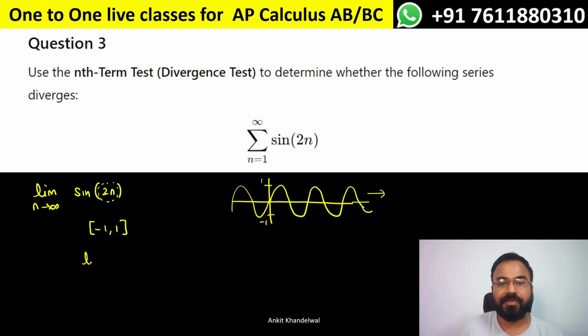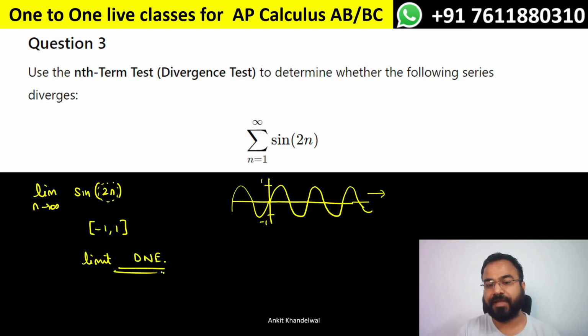So here we will say the limit does not exist. Limit does not exist means we cannot say where it is approaching. It is fluctuating between minus 1 and plus 1, but exactly where it is approaching, we cannot say. So the limit does not exist, but it is not equal to 0. So therefore again we will say the series diverges. It is somewhere between minus 1 and plus 1. So we say the limit does not exist, but according to the divergence test, we say it diverges because it is not 0.